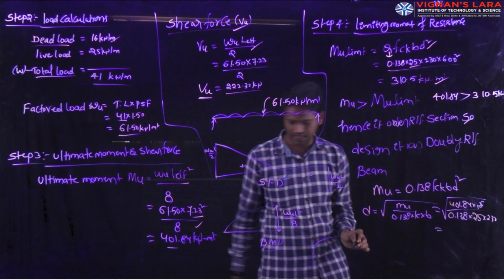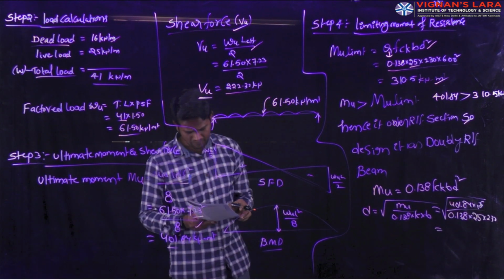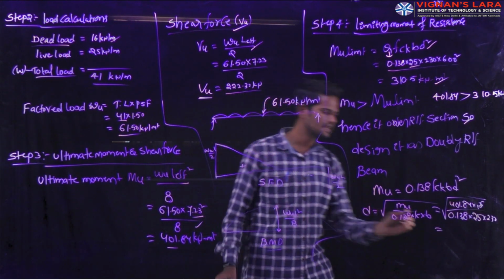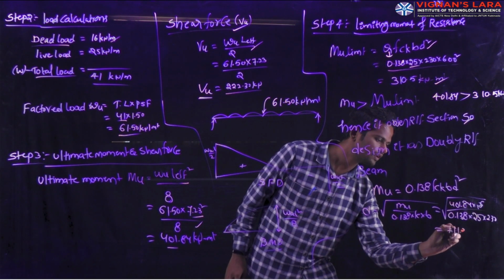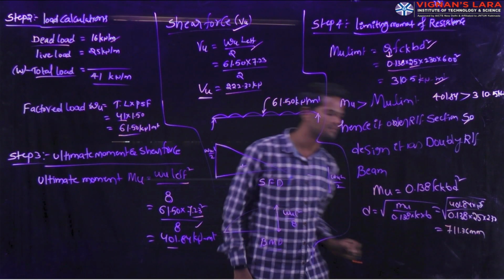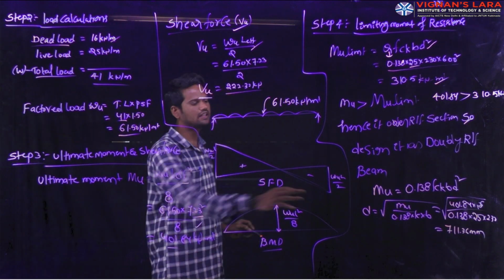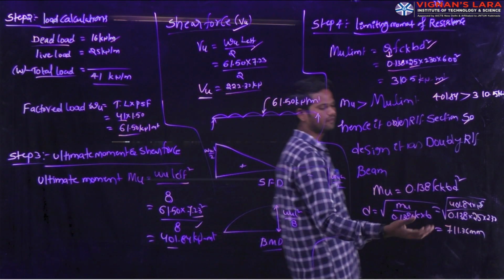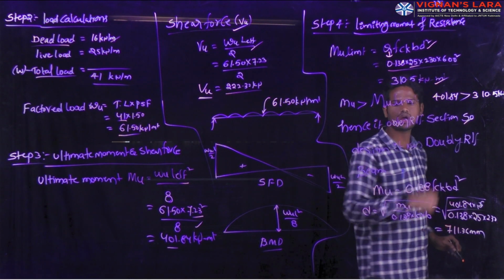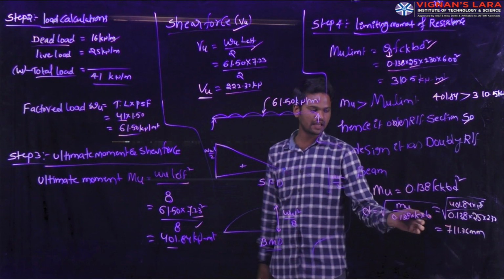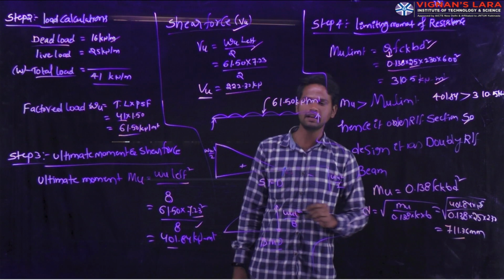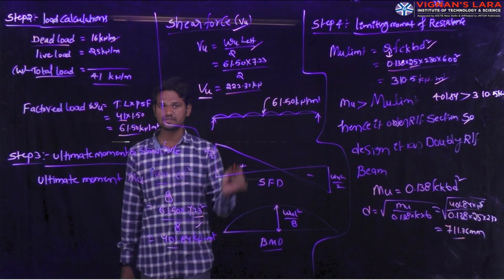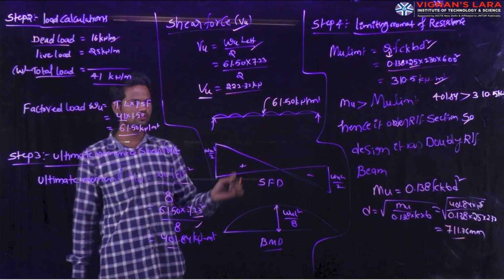If you calculate the effective depth of the beam for this additional moment, we are getting 711.36 mm. The depth provided for the beam is only 600 mm. To resist this moment, we have to provide an additional depth of 711 mm. For this type of situation, we have to design this beam as a doubly reinforced beam.